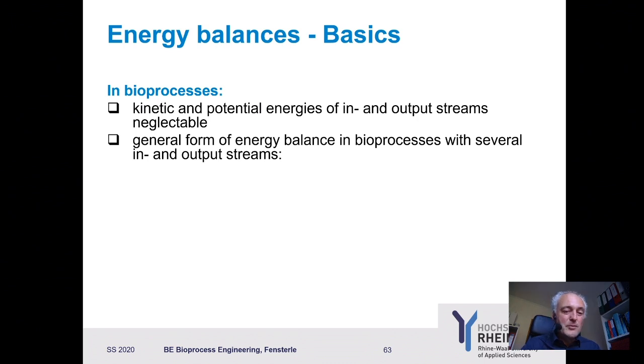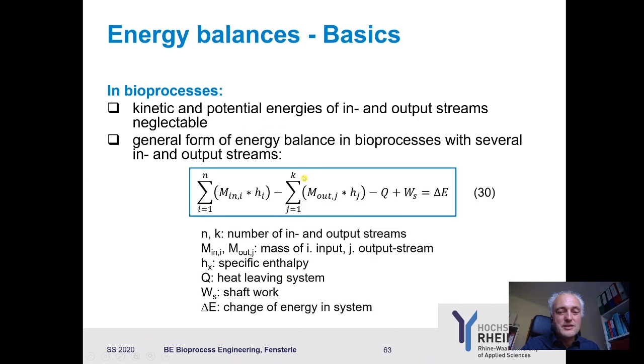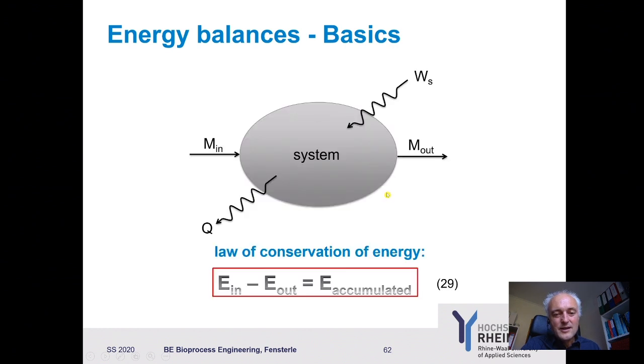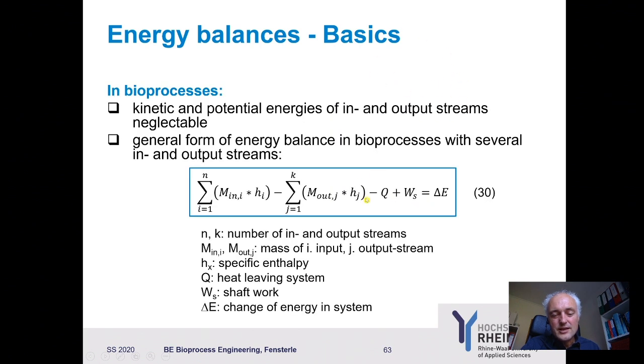Now, a general form of our energy balance in bioprocesses with simple in and output streams looks like this. These equations look so complicated, but it's very easy. Remember, we have mass flows going in and out. We have our heat flow going out, and our mechanical energy flow going in. So here is our heat. It's minus Q by definition because we say we take it out, plus our mechanical energy, and this is the accumulation term of the energy.